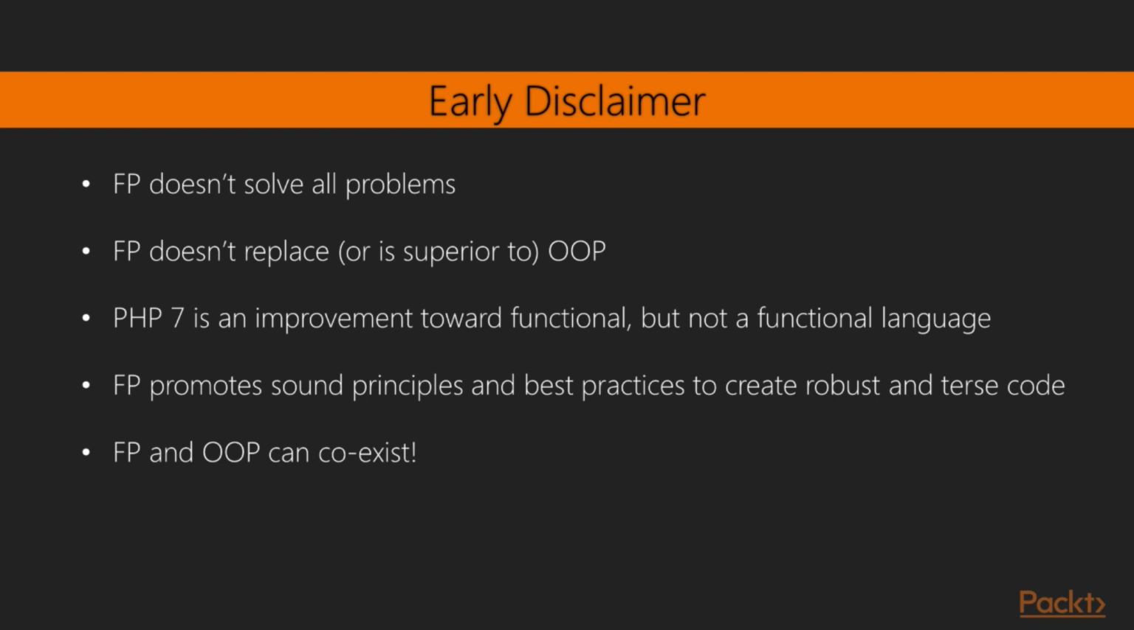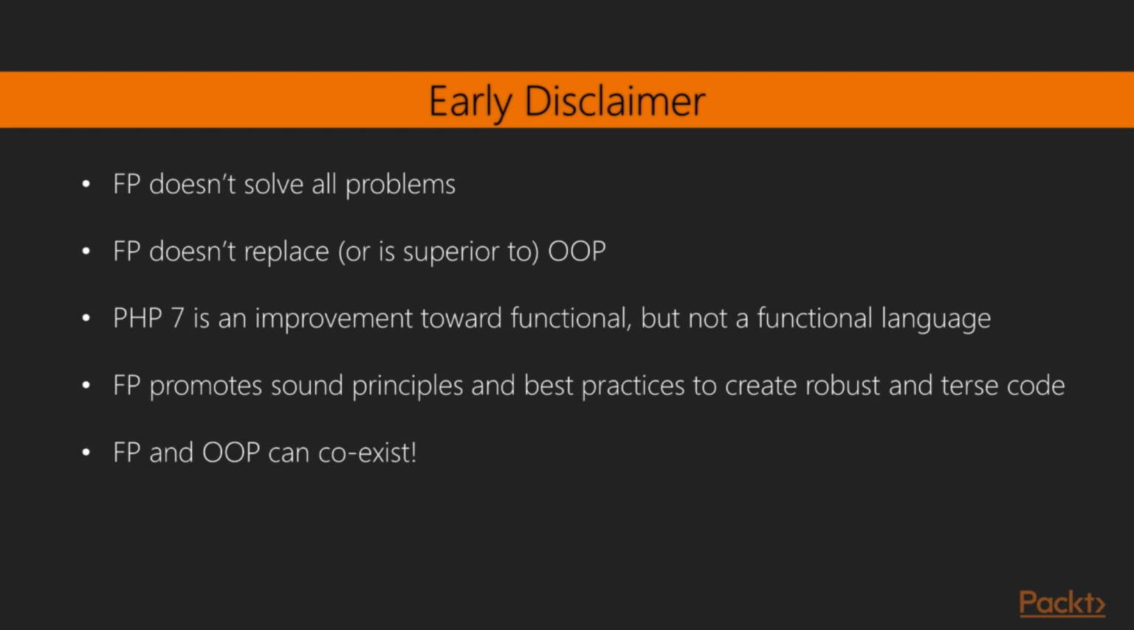So functional programming, just like any other software paradigm, doesn't solve all problems, and it's definitely not designed to replace or to be superior to anything else like object-oriented programming. While PHP 7 is an improvement towards writing functional code, it does lack a lot of the support that other languages have to make functional even easier.